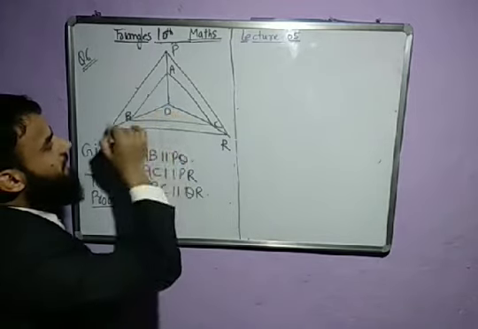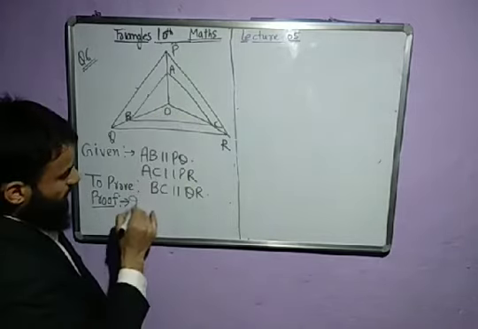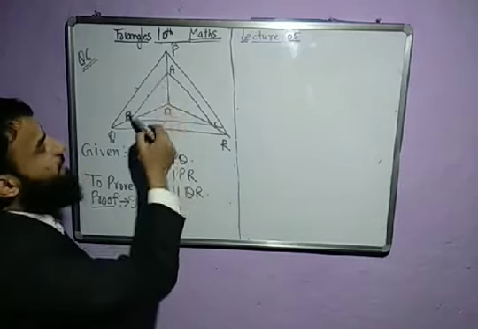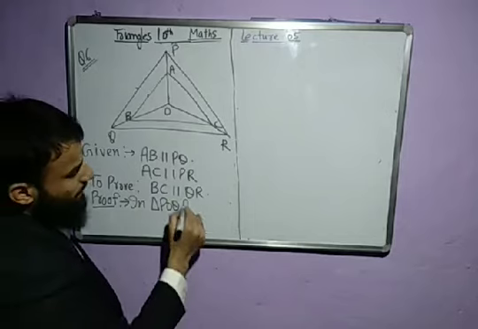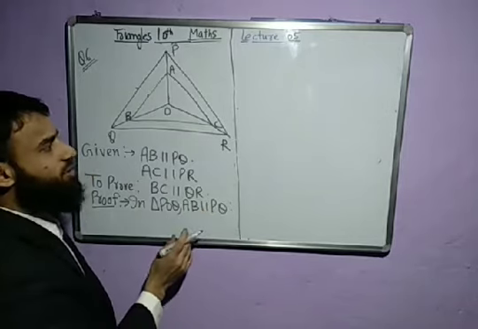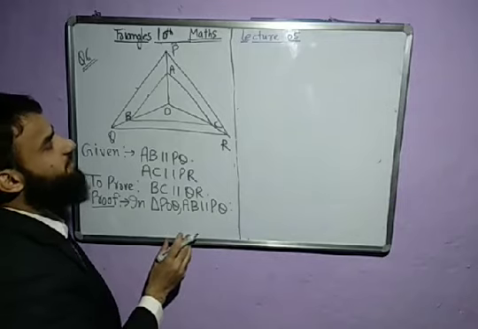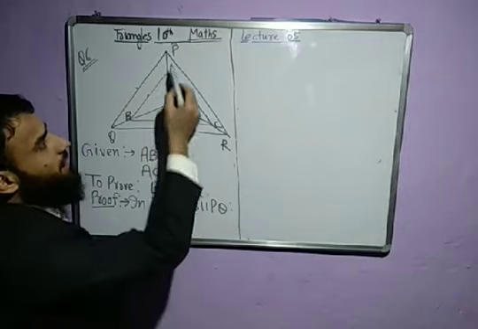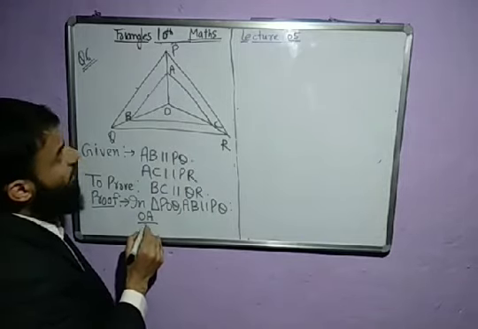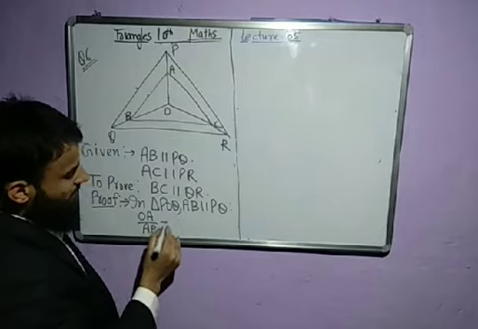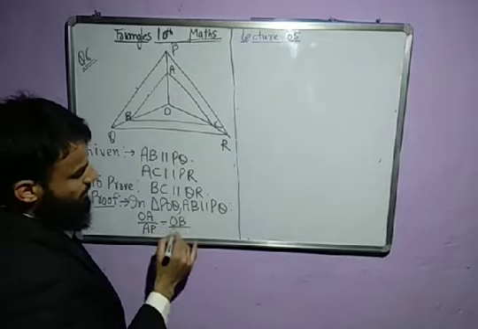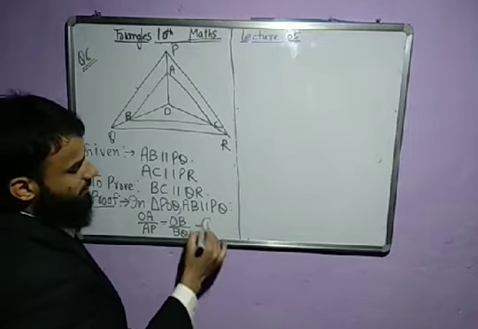First of all, we'll take this triangle POQ. In triangle POQ, AB is given, it is parallel to PQ. So we will use the basic proportionality theorem. By using the basic proportionality theorem, I will get OA divided by AP equal to OB divided by BQ. Keep it equation 1.